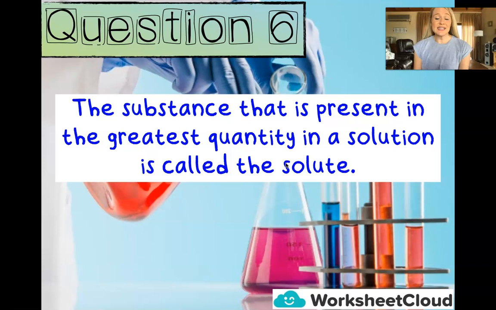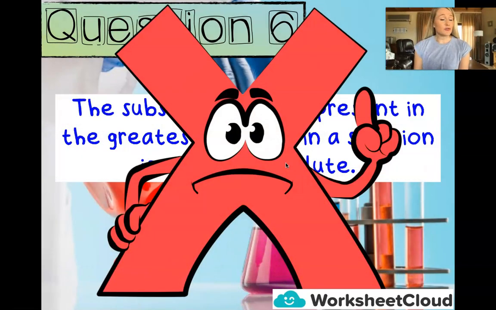Question number 6. Now this again is a true or false question. The substance that is present in the greatest quantity in a solution is called the solute. Those of you that remember from yesterday's lesson, what do you think? Is it called a solute? Yes or no? Nope, unfortunately not. It is not called the solute. Remember that the substance that is present in the greatest quantity is known as the solvent. The substance in the smaller quantity is the solute. So it's smaller, solute, smaller.